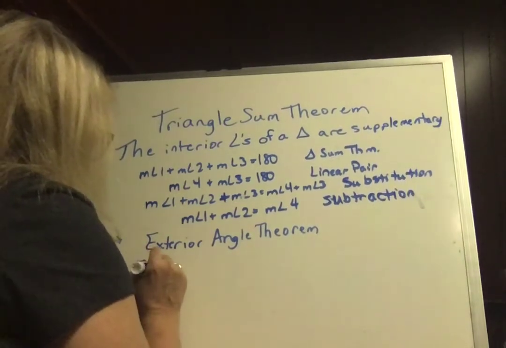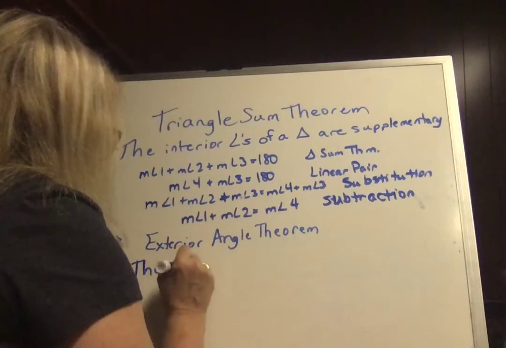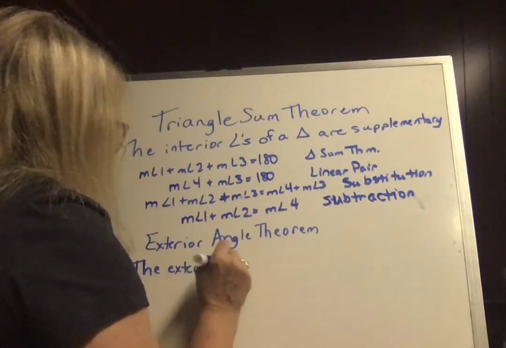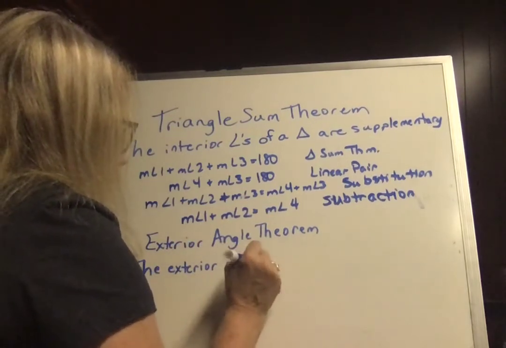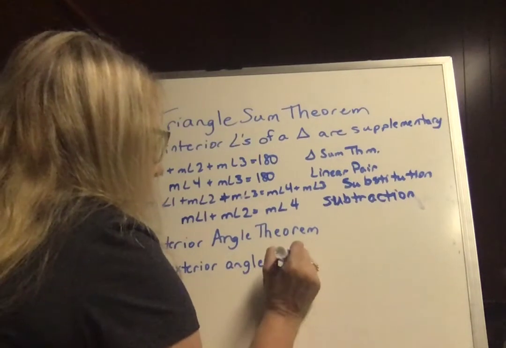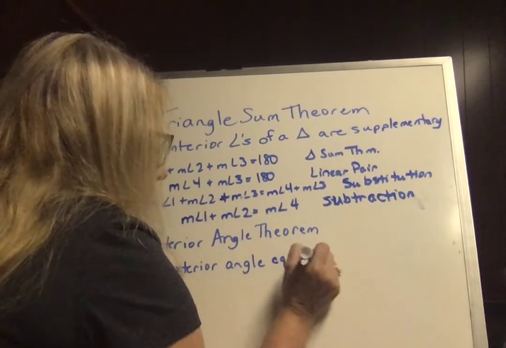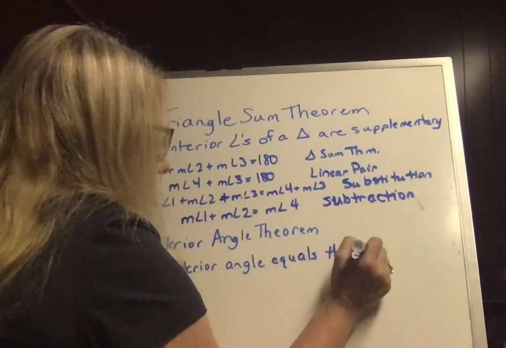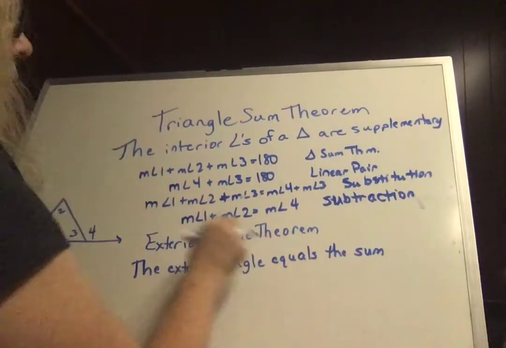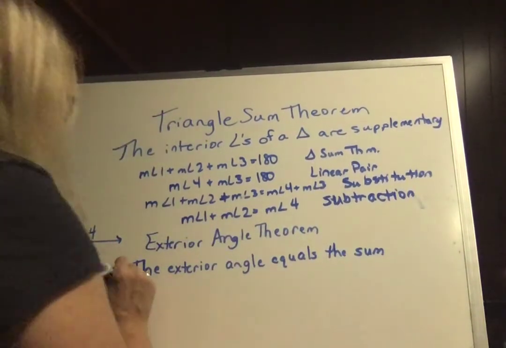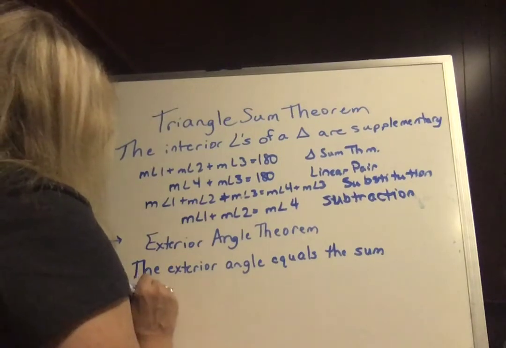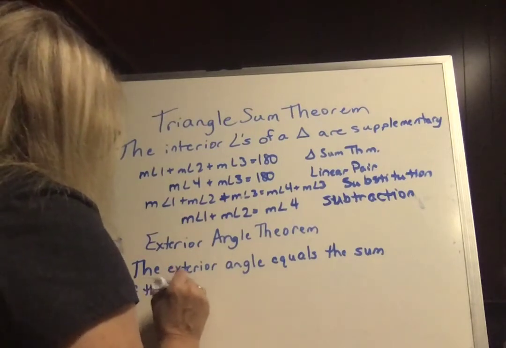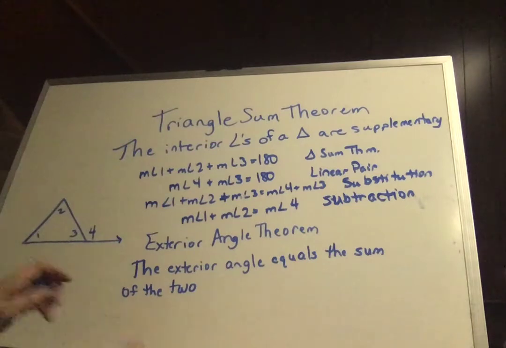The exterior angle equals the sum, we added 1 and 2, of the angle 1 and angle 2, 2 angles.